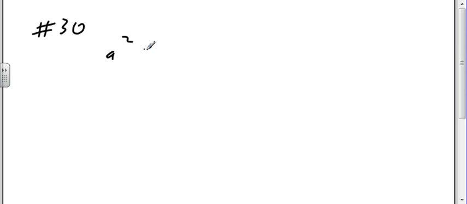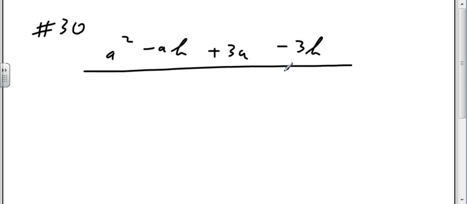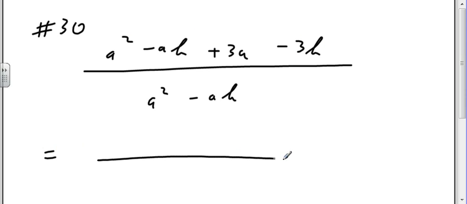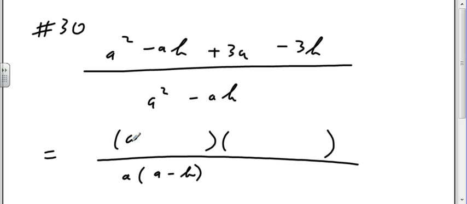A squared, AB, 3A, 3B. That looks weird. A squared minus AB. Alright, well, let's see. On the bottom, I can bring out an A, and I can have an A minus B on the bottom. So if I don't have an A minus B on the top, I won't be able to factor anything, right? So if I have an A minus B on the top, then I need an A.